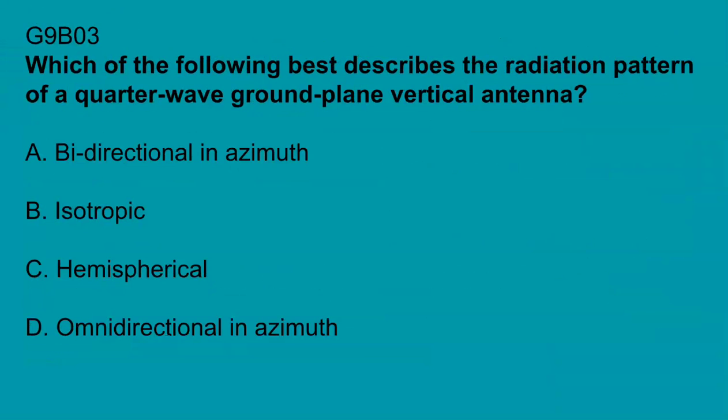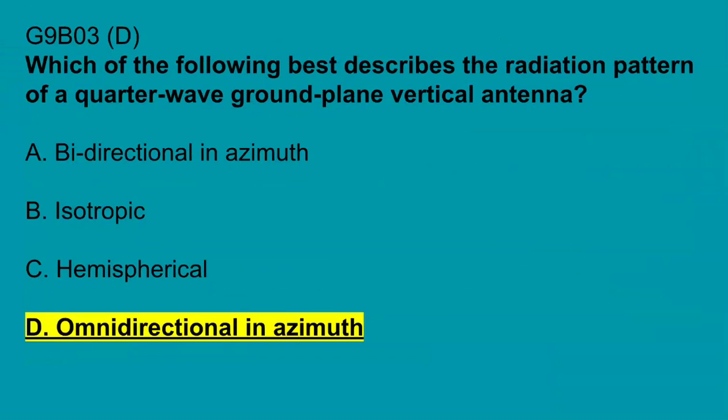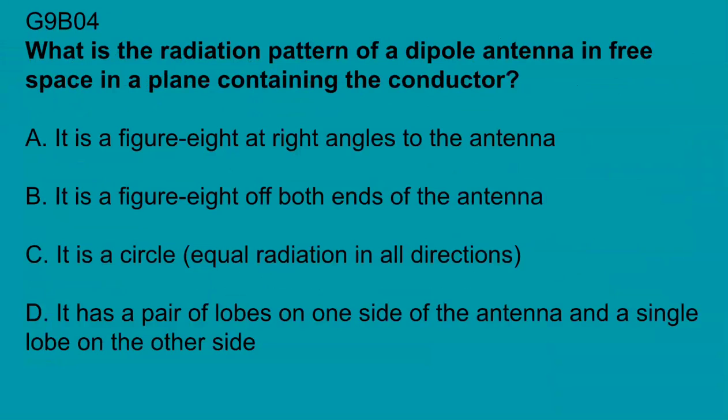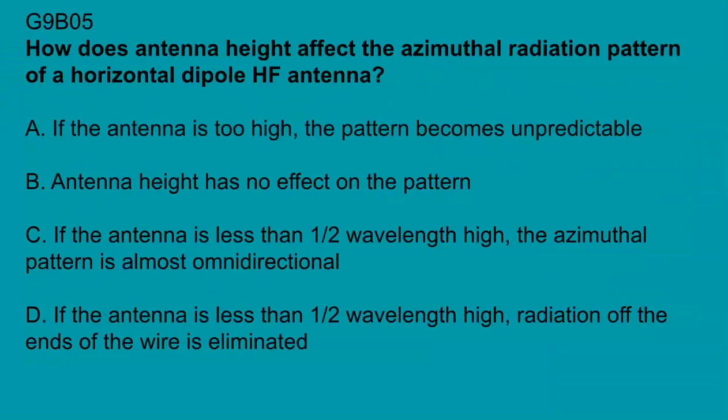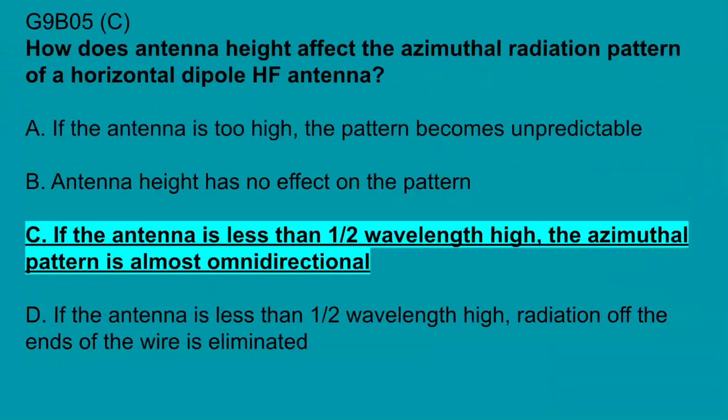G9B03, which of the following describes the radiation pattern of a quarter wave ground plane vertical antenna? It's omnidirectional in azimuth. G9B04, what is the radiation pattern of a dipole antenna in free space in a plane containing the conductor? It is a figure 8 at right angles to the antenna. G9B05, how does the antenna height affect the azimuthal radiation pattern of a horizontal dipole HF antenna? If the antenna is less than 1/2 wavelength high, the azimuthal pattern is almost omnidirectional.